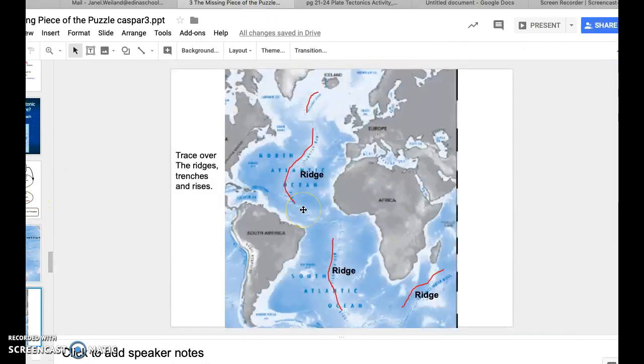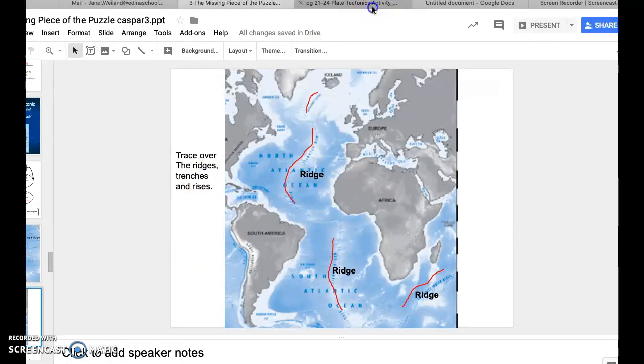Okay, so this is just one small area on my map, but anywhere that I can see the words ridge or rise or trench, I'm going to take my pencil and go over those words on my map. So you might want to pause at this point and take some time to do as many of those places as you can see on your map. Trace over, again, the ridges, trenches, and rises.